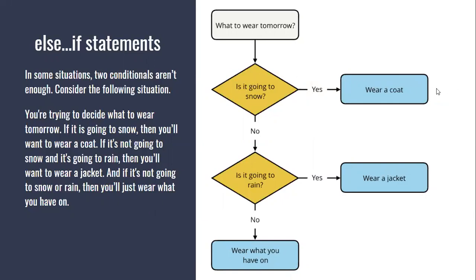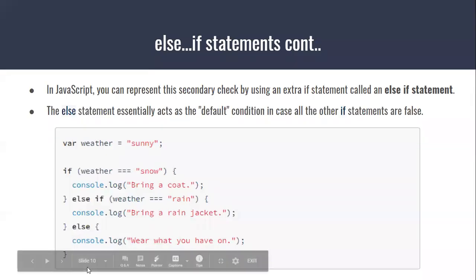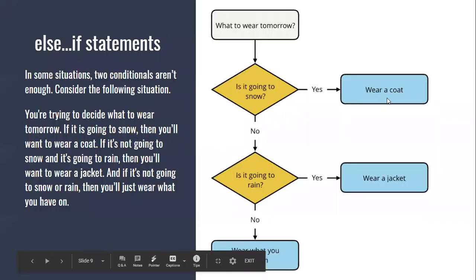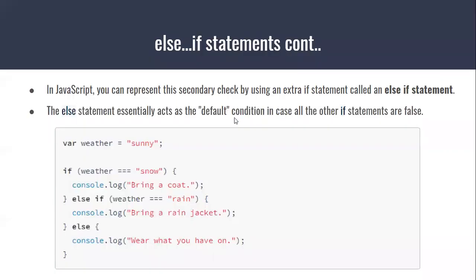We might say, okay, we wear a coat, do I need boots? I don't know, yes or no, go along that path. So you're trying to decide what to wear tomorrow. If it is going to snow, then you'll wear a coat. If it's not going to snow, and it's going to rain, you need a test for that, you're going to wear a jacket. And if it's not going to rain or snow, then you're just going to wear what you have on. So that's another way of handling some other logical paths.